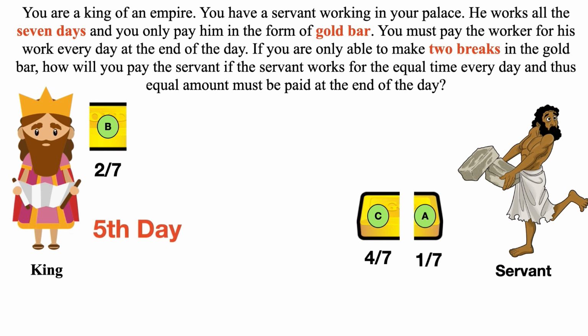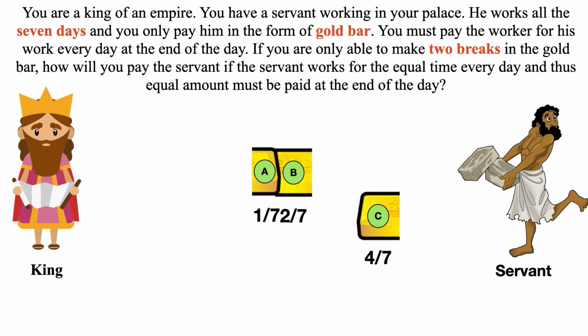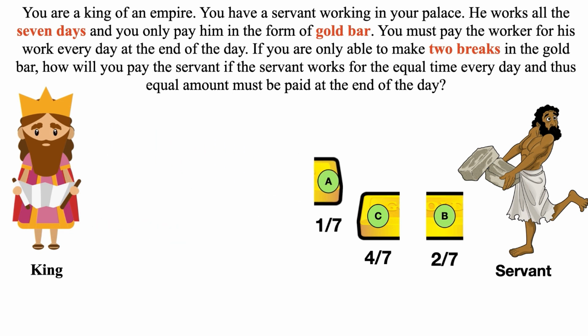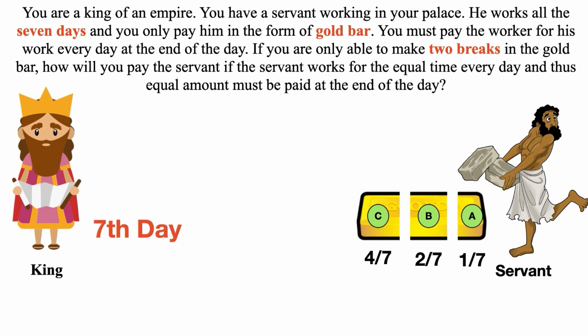You remain with bar B. Worker possess bar A and bar C. When the day 6 ends, give bar B to the worker and take back bar A. Here you remain with bar A. Worker possess bar B and bar C. When the day 7 ends, give bar A to the worker.